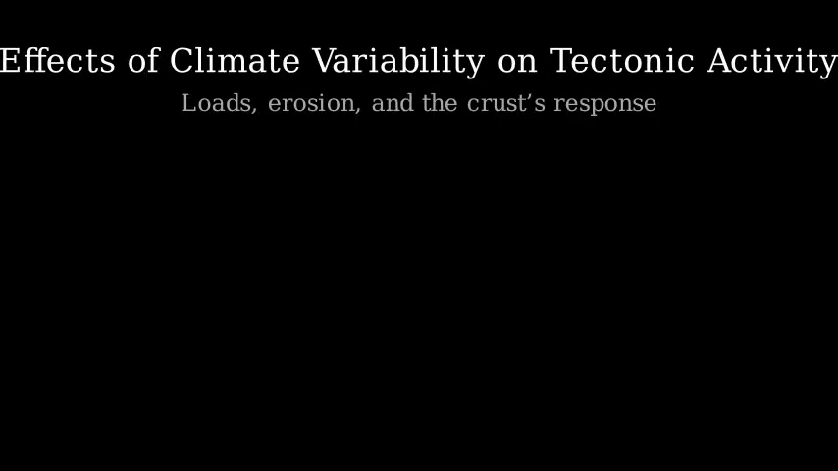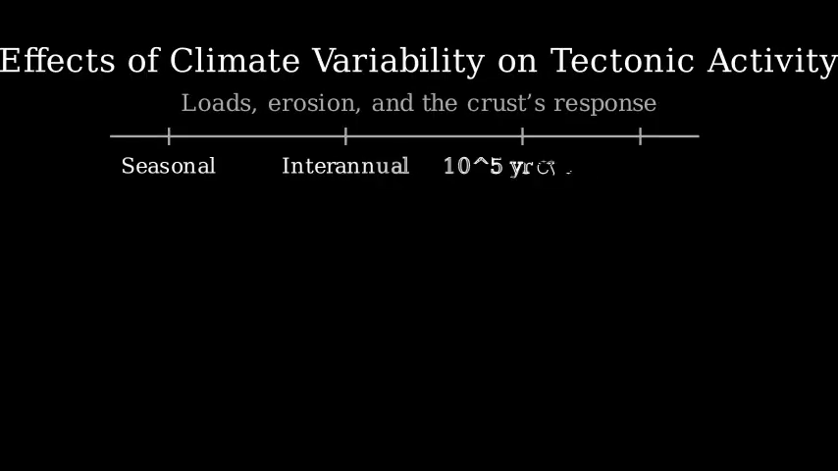Climate is not static. It varies from seasons to ice ages to million-year trends. This variability changes surface loads and erosion, and the crust responds. Effects of climate variability on tectonic activity. Let's anchor the idea with a timescale bar. Seasonal, interannual, glacial cycles, and million-year orogen evolution.